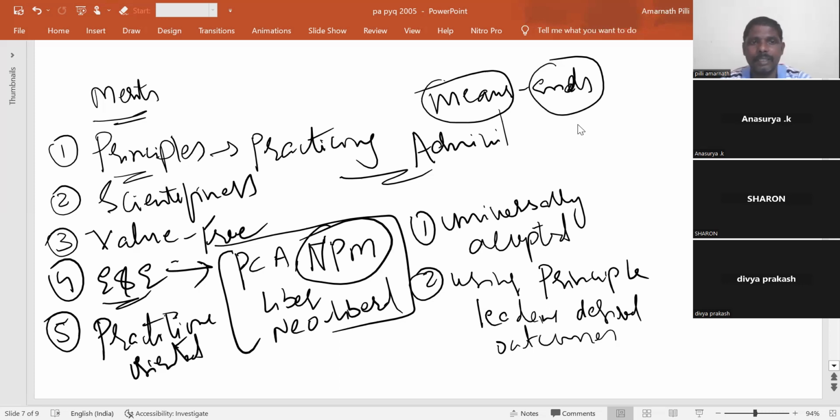Still, now we are saying that public administration is value free. Do you really accept this value free public administration? Should we accept it, or is this value free public administration desirable?